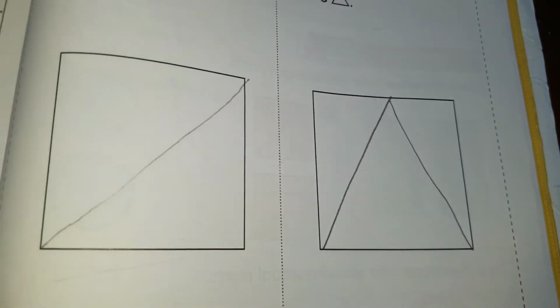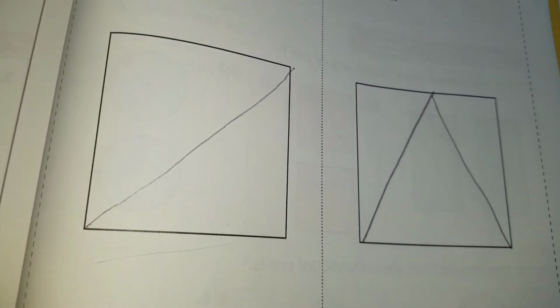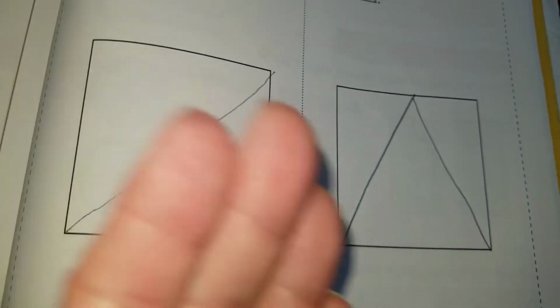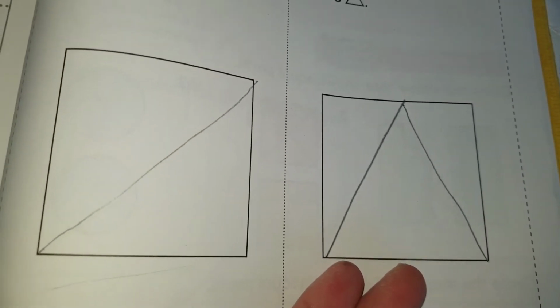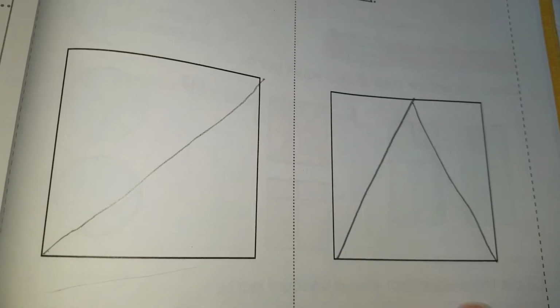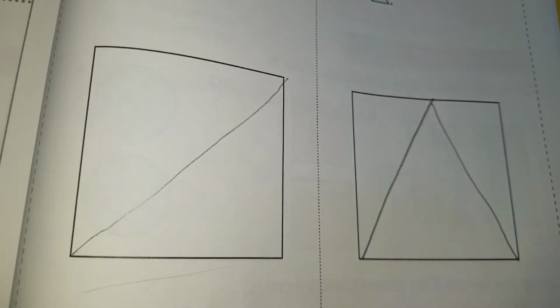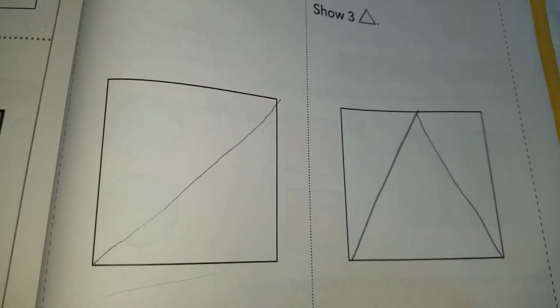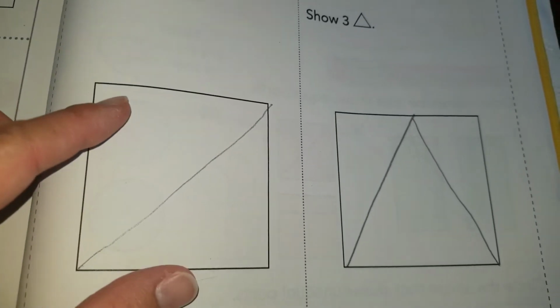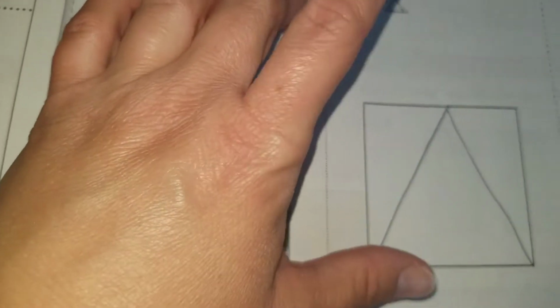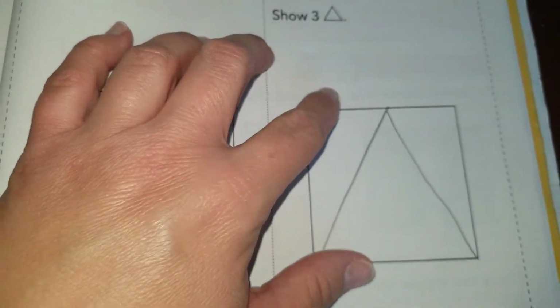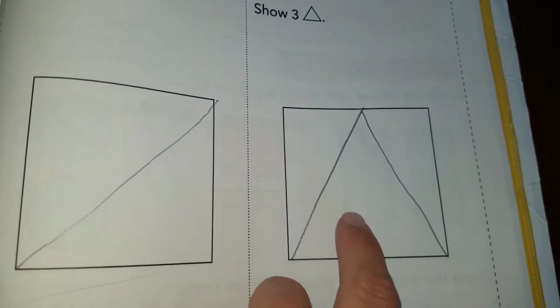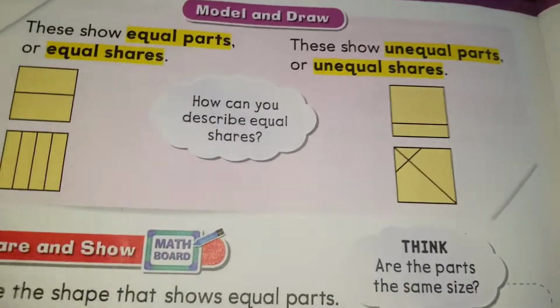So we can say, boys and girls, that this square has symmetry, but this square does not have symmetry. We say that it's asymmetric. And we can also say that it has equal shares or equal parts, and this one does not have equal shares or equal parts. It has unequal parts. And that's what the lesson is going to be about.